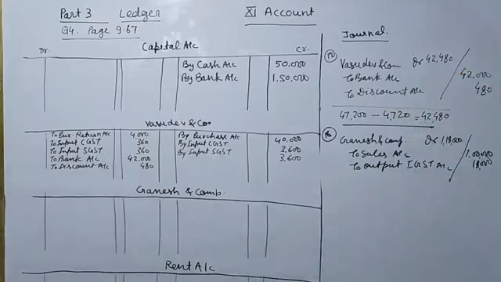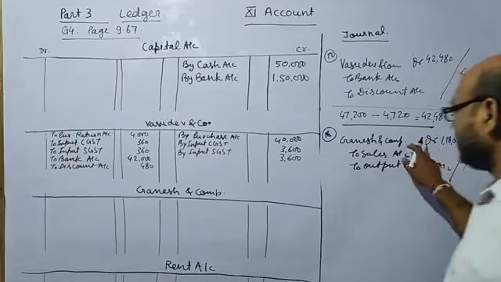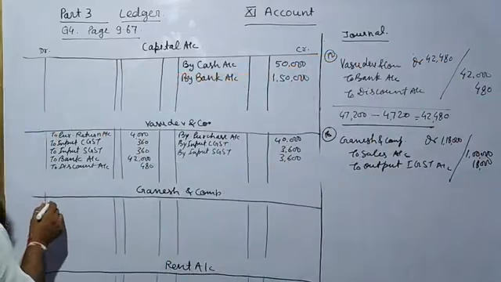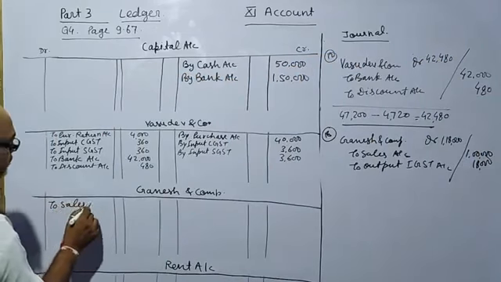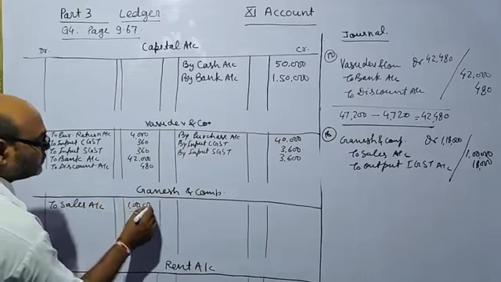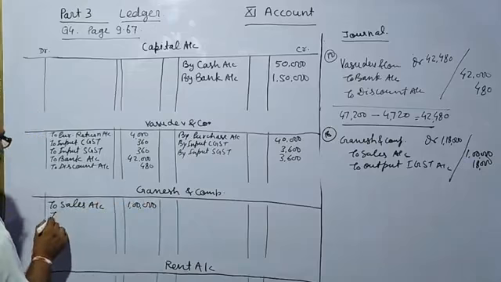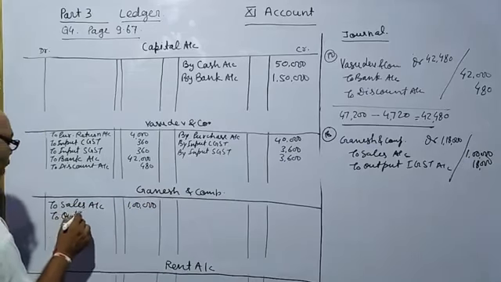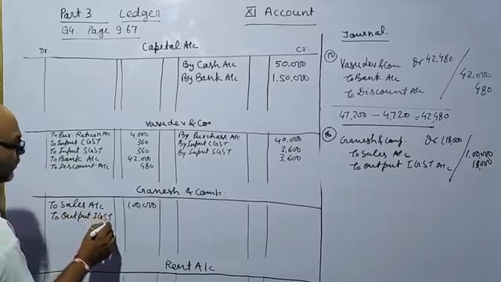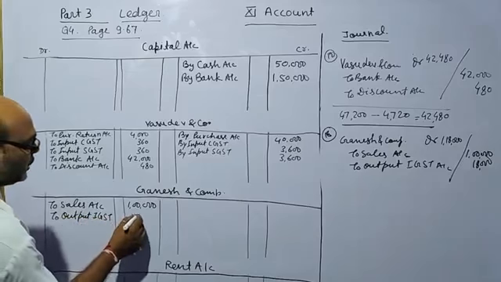Now here you can see Ganesh and Company is the debit. So debit side you will write the credit name to sales account. That amount is the 1 lakh and to output IGST, that is the 18,000.